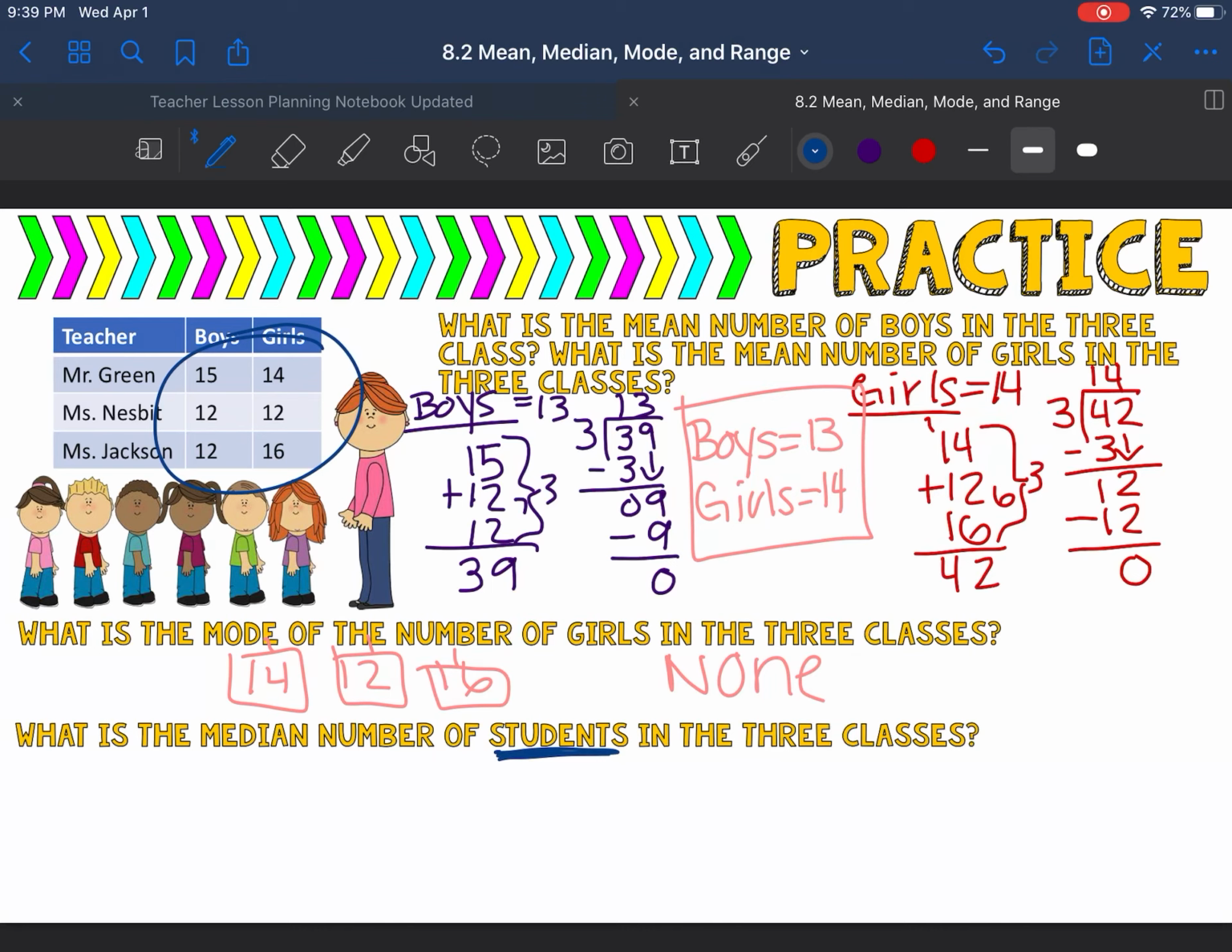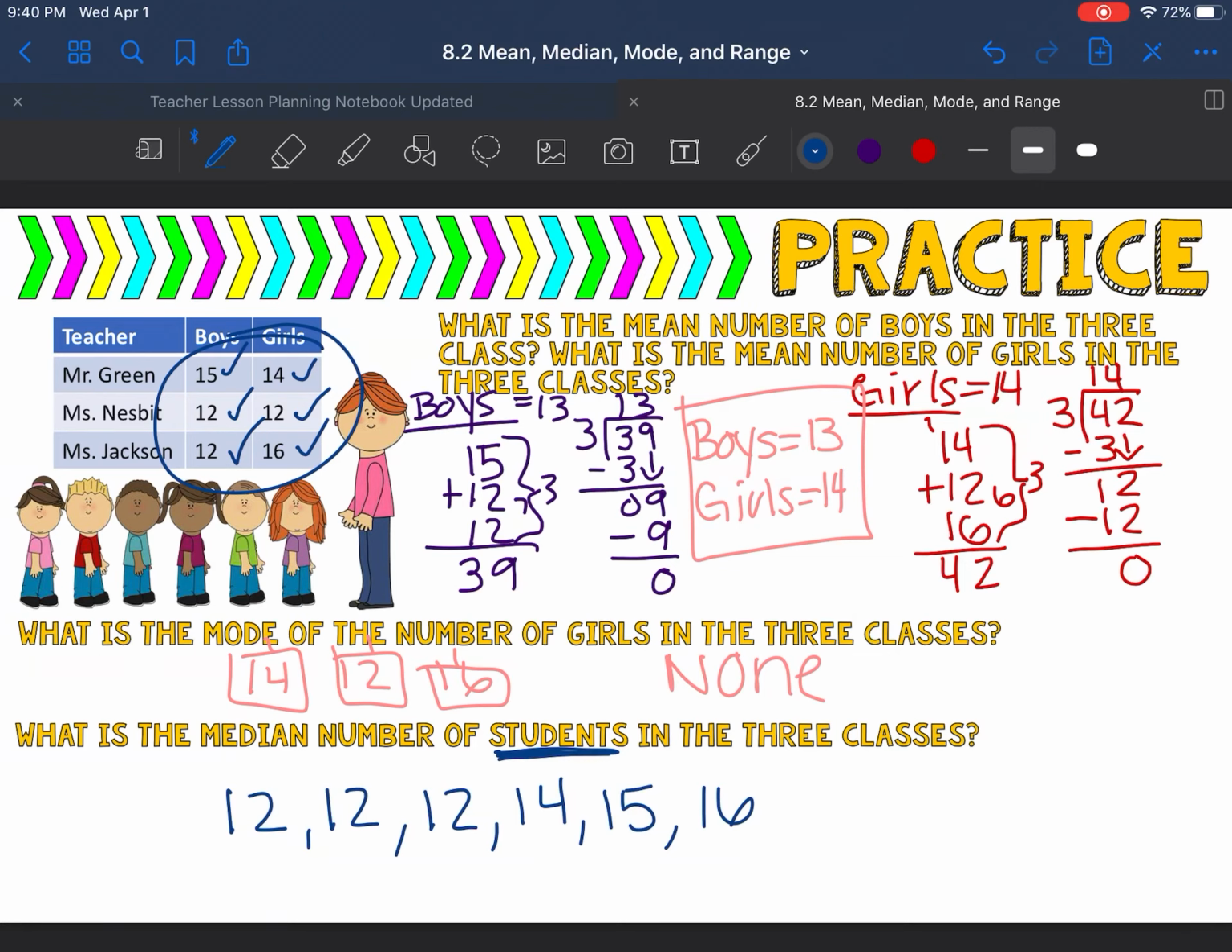So what is my smallest number? 15, 12, 12, 14, 12, 16. Out of those 6 numbers, 12 is my smallest. So that would be 12. I got a 12 there. I got another 12 underneath it. Miss Nesbitt, she's got 12 girls, so there's another 12. Any 13s? No, go fish. Any 14s? Yes, a 14. Any 15s? Yes, Mr. Green's class. And any 16s? Yes, I got a 16.